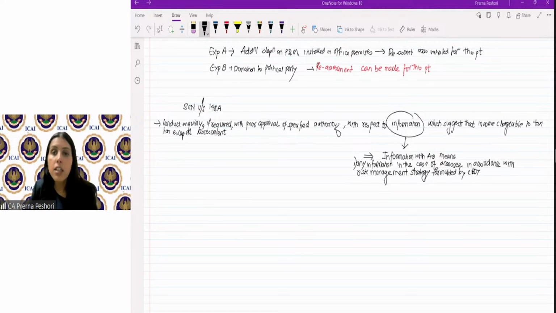So basically, the AO will have this information, and this information constitutes the information based on the risk management strategy. And this could be the reason for reopening the assessment. Are we clear? Yes or no? This is the first one. The second one is the information. Just write down.